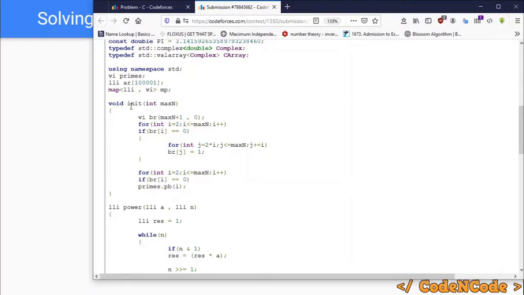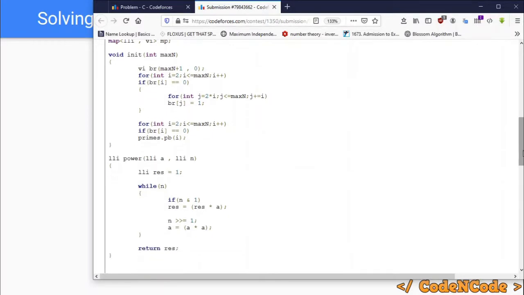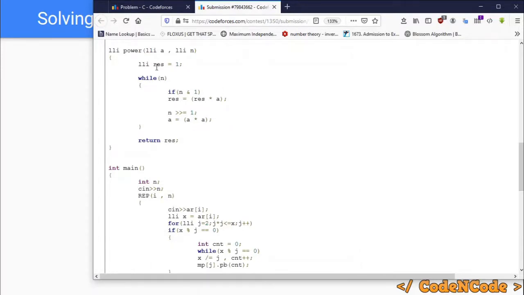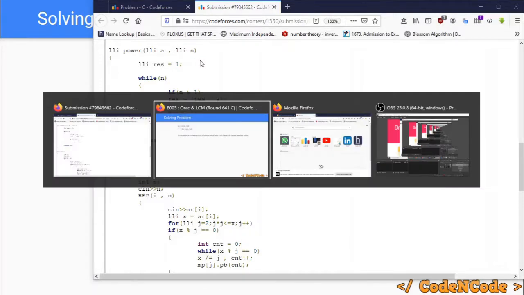So now init is a function which is there to generate all of the prime numbers up to 2 into 10 to the power 5 and store them in this primes vector. I'm using sieve here to generate all of the prime numbers up to 2 into 10 to the power 5. Now sieve I have already explained in my number theory playlist, so if you have no idea, just go and watch that lecture first.